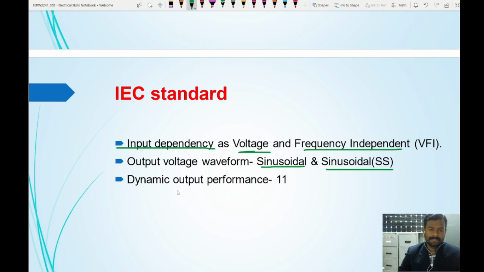Dynamic output performance: how much time the changeover takes. There is no interruption, so that's why it is given number 1. During sudden inclusion or removal of load, there will be a voltage fluctuation, maybe up to a maximum of 10 milliseconds. With respect to that, it is defined as 1 1. So this is about the double conversion principle in the UPS system.